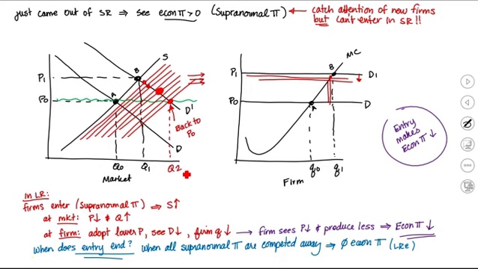So do you see what happened? We went from A to B. And then we went from B, I'll call this point C, right? I started at P0, price went up, and then the market, because of entry, went back to P0.